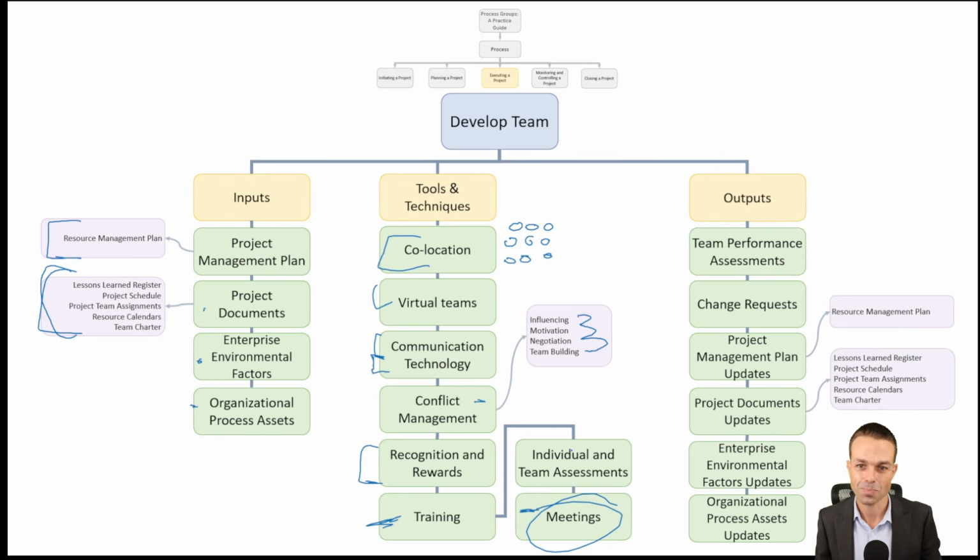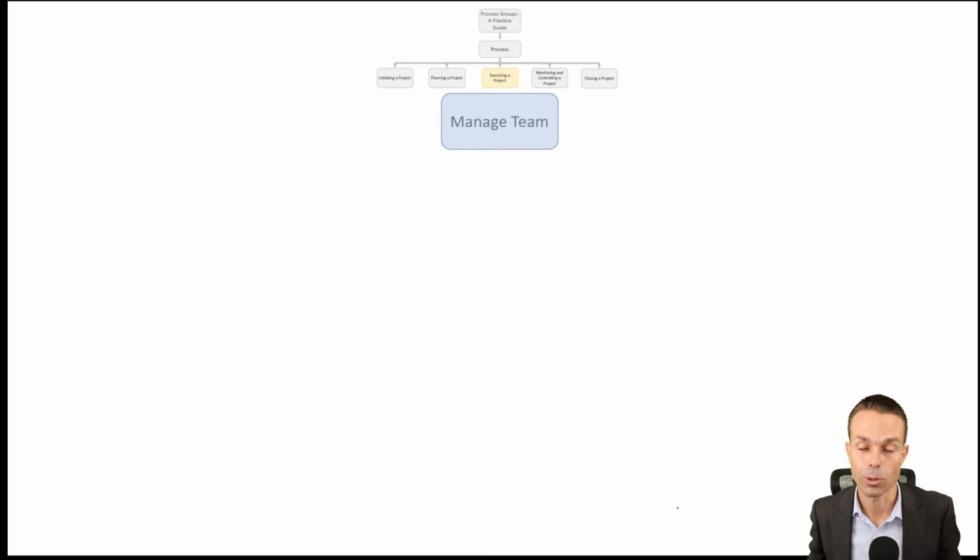tools and techniques. The outputs that we've got are the team performance assessments. So how are we assessing our team? How are they going? Change requests if we need to make a change. Project management plan updates to any resources. Project documents updates. Enterprise environmental factors and OPA updates that we might need.